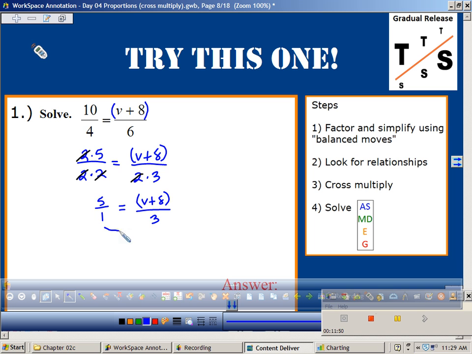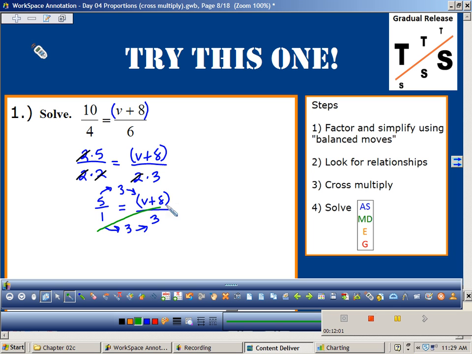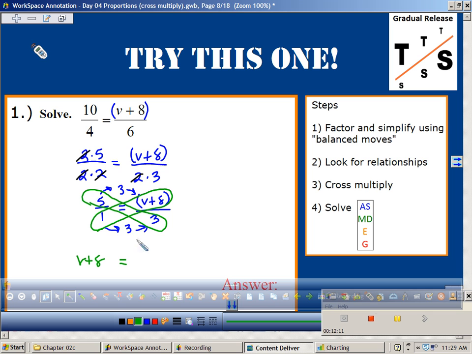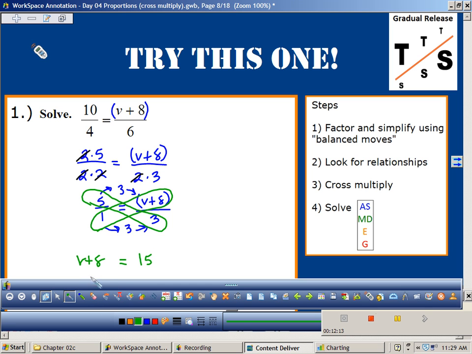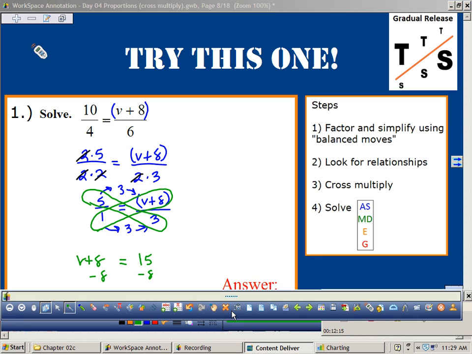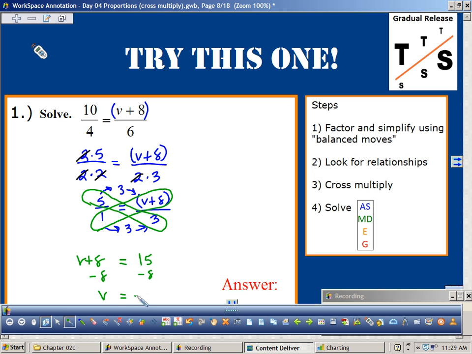I could either do 1 times 3 equals 3, right, Andrew? And 5 times 3 equals b plus 8, or I could cross multiply, whichever one you like better. So I have b plus 8 equals 15. Subtract 8 from both sides, b equals 7. Questions? Selena.